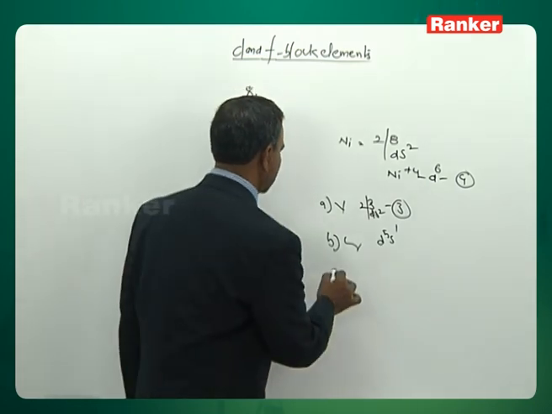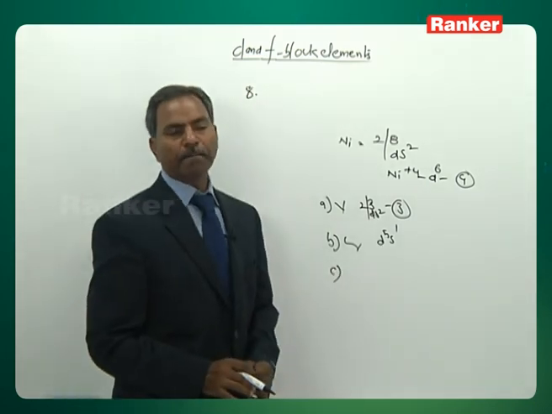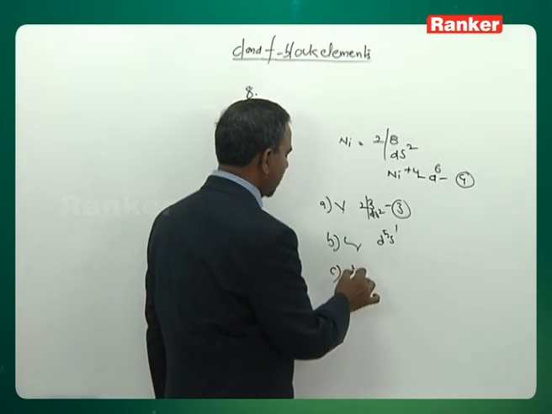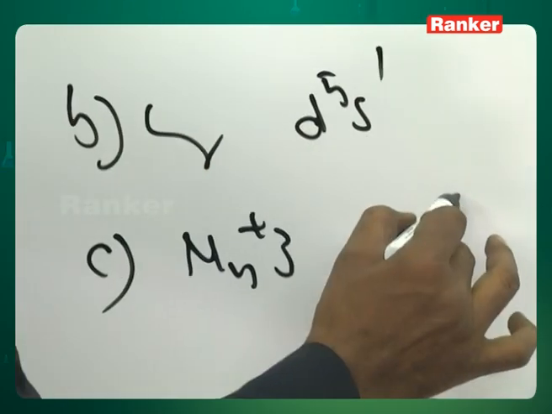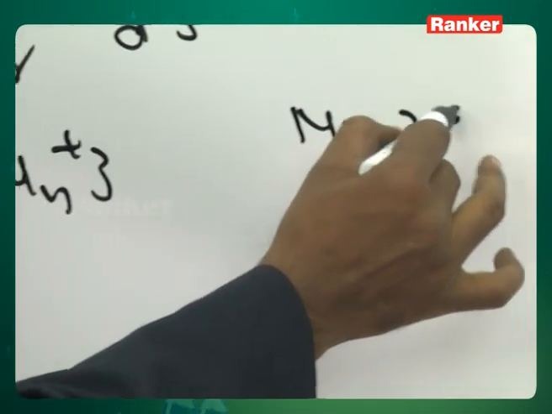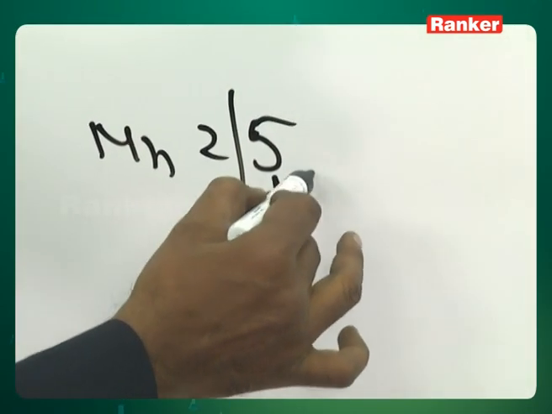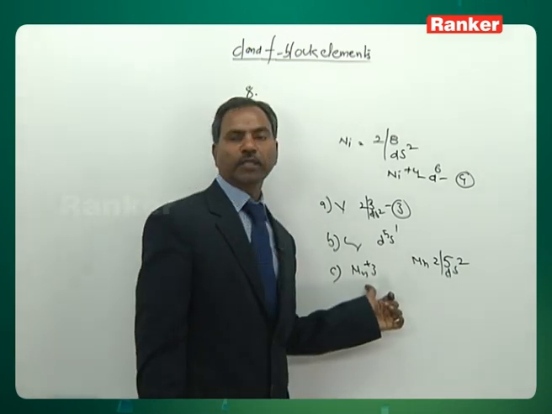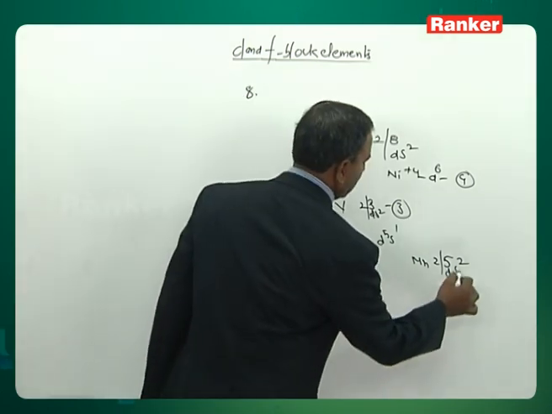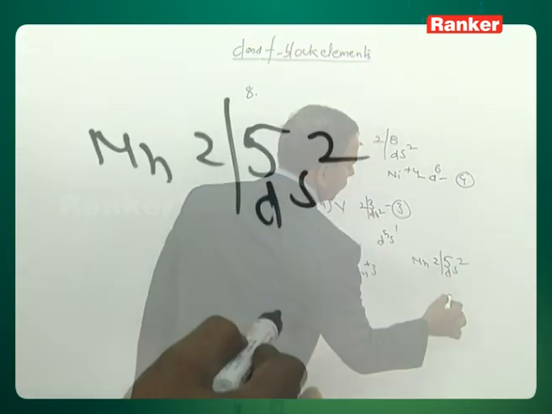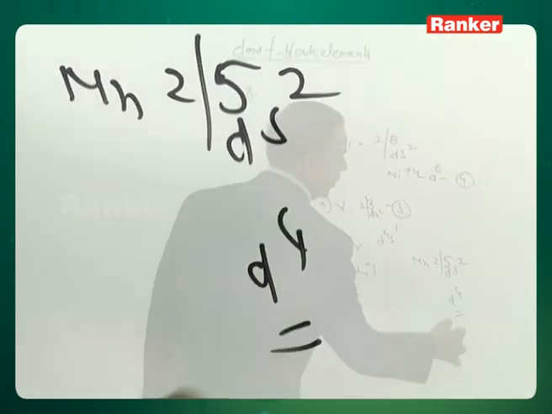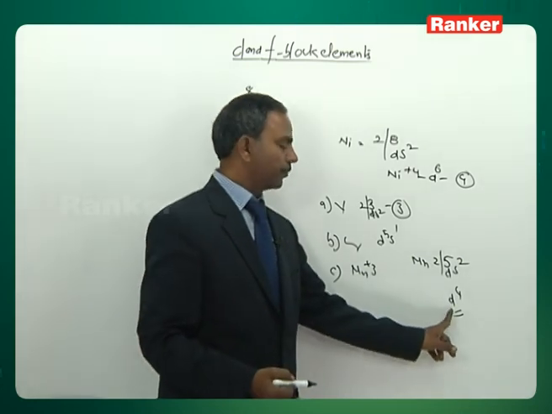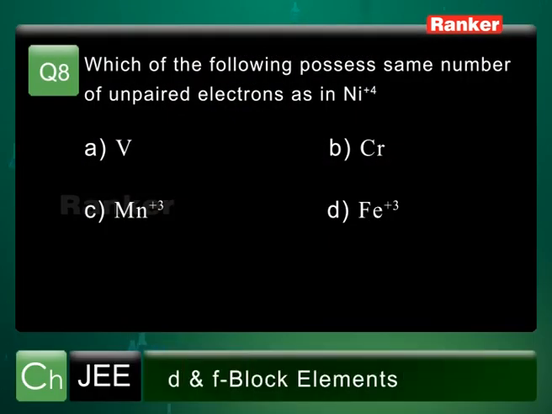Coming to option C, Mn3+. Mn is 25, meaning d5 s2. How many electrons are lost in Mn3+? 3 electrons: 2 from s and 1 from d. So the remaining configuration of Mn3+ is d4. Then option C is the correct answer here.